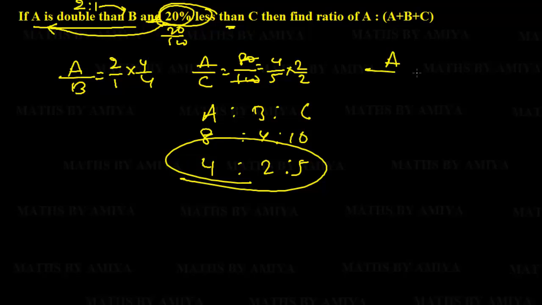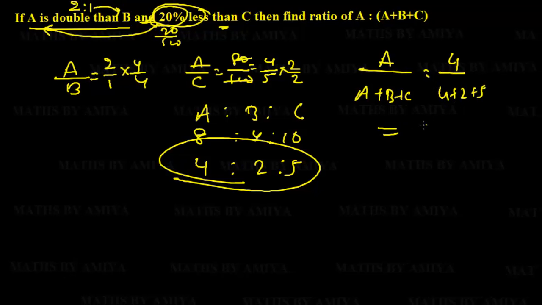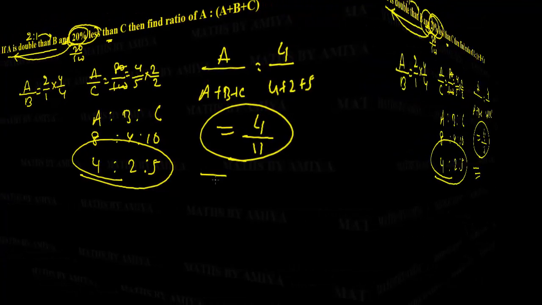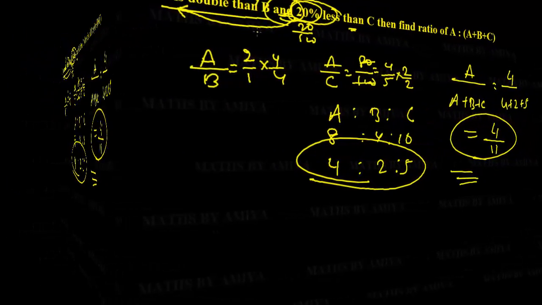So this is our simplest form of A is to B is to C. But we are looking for A upon A plus B plus C. Here A is nothing but 4. A plus B plus C, that is 4 plus 2 plus 5. That is nothing but 4 upon 11, our final answer. Now check question number 2.